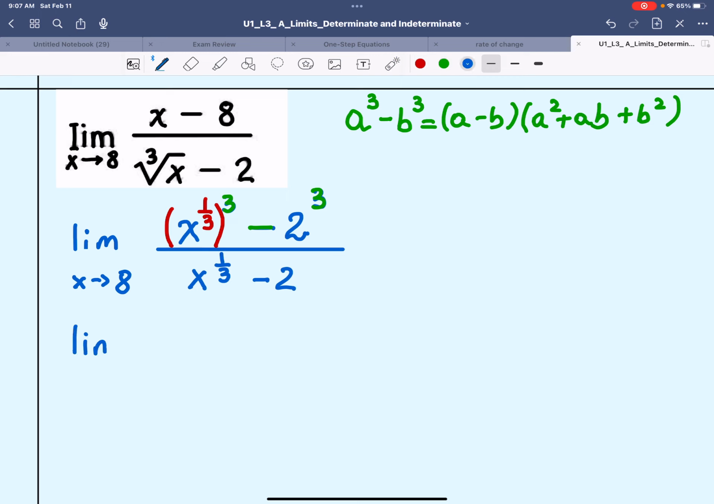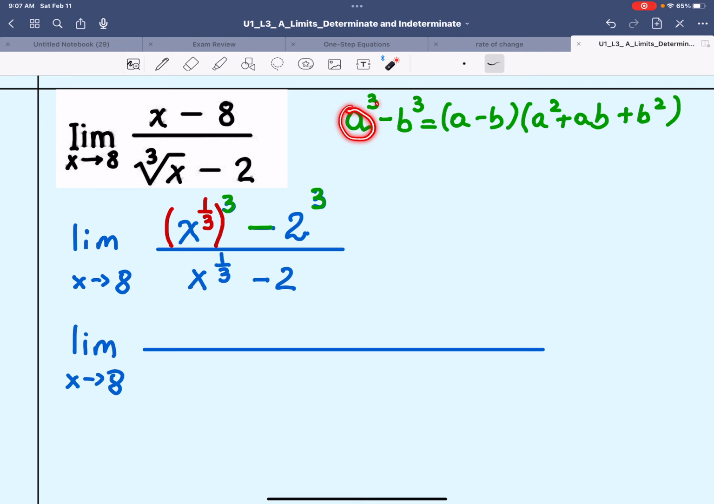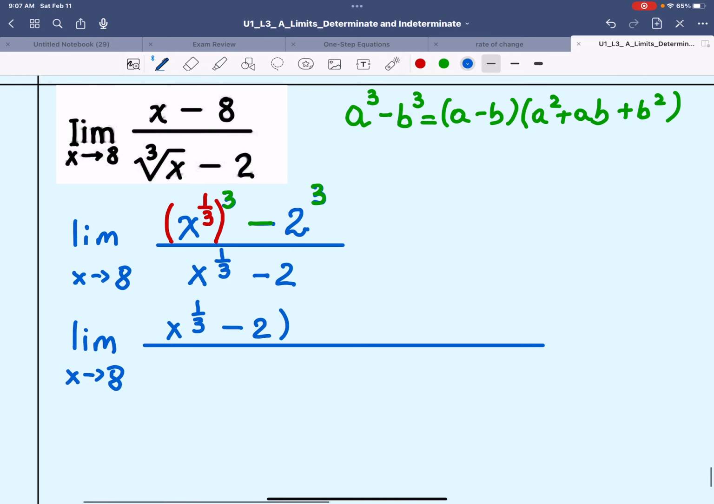So we have the limit as x approaches 8. And we have a long fraction here. So remember that our a value, so we have to the power of 3, we have brought x to the 1 over 3. So that's our a value. So it means we have x to the power of 1 over 3 minus our b here would be number 2. So minus 2 in brackets.